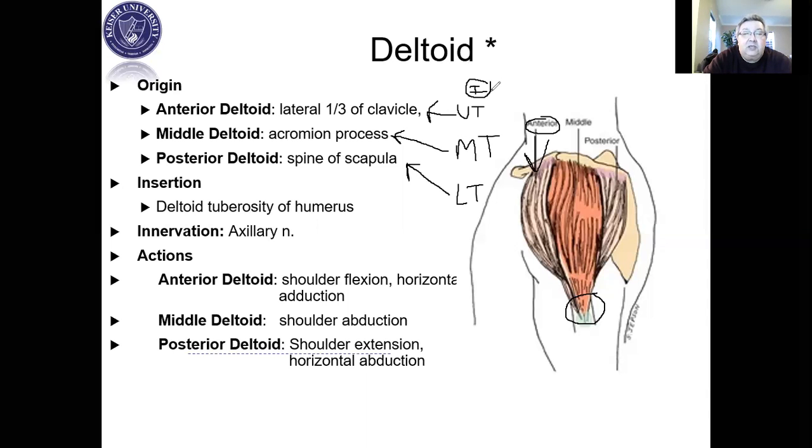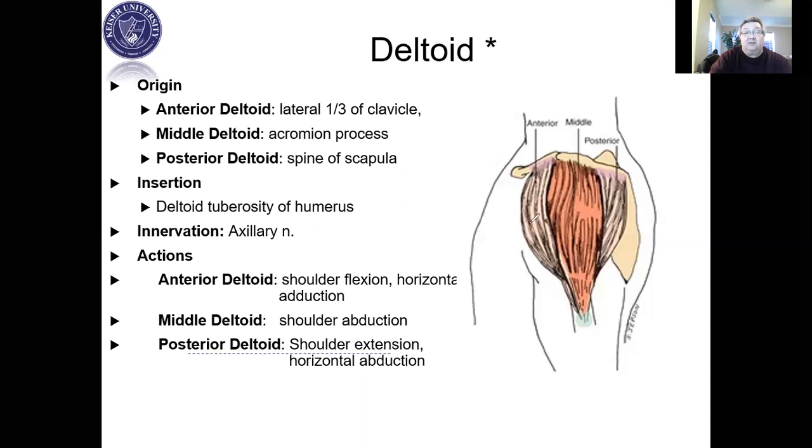Now, each of these muscles has different actions. So let's start with the anterior deltoid. The anterior deltoid is in the front of the body. Anterior deltoid does shoulder flexion and horizontal adduction. So it does shoulder flexion and it does horizontal adduction.